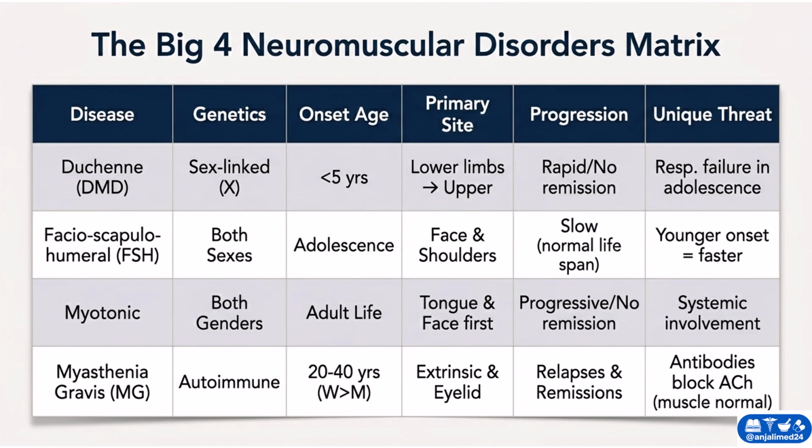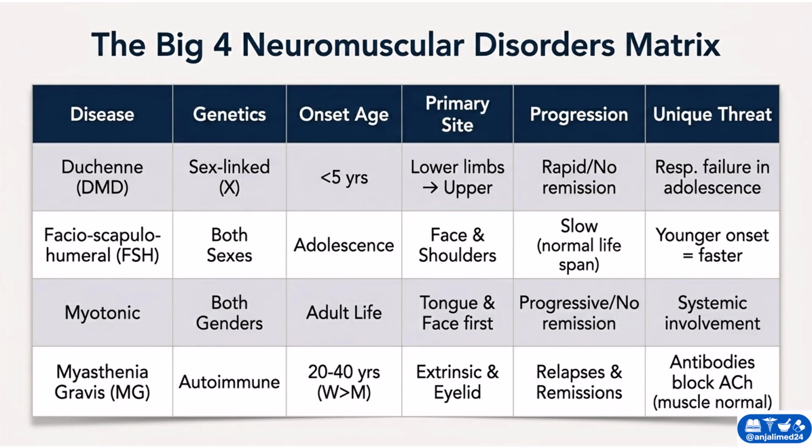Here is a rapid, high yield comparison of four major neuromuscular disorders commonly asked in exams. First, Duchenne Muscular Dystrophy or DMD. It is an X-linked disorder affecting young boys, usually before 5 years of age. Weakness starts in the lower limbs and progresses upward rapidly, often leading to respiratory failure in adolescents.